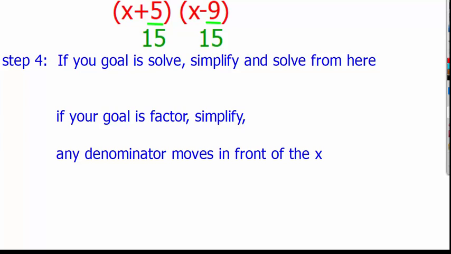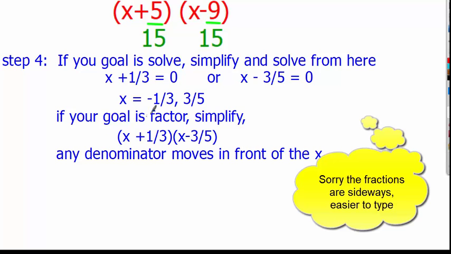Once we have that, our goal can either be to simplify as a factor or to solve. If my goal is solve, then I'm going to simplify these, and I end up getting x plus a third equals 0 and x minus 3/5 equals 0. And that gives me solutions of negative a third, positive 3/5.